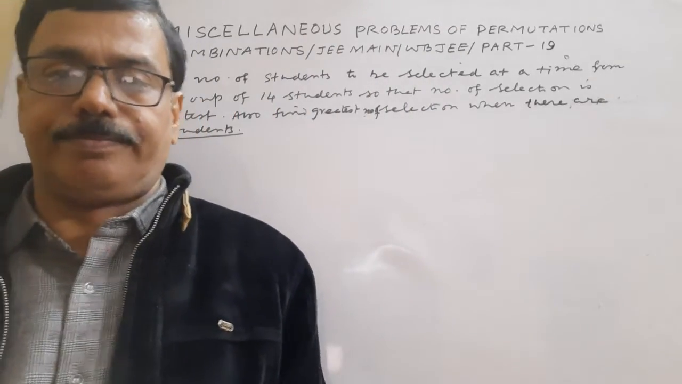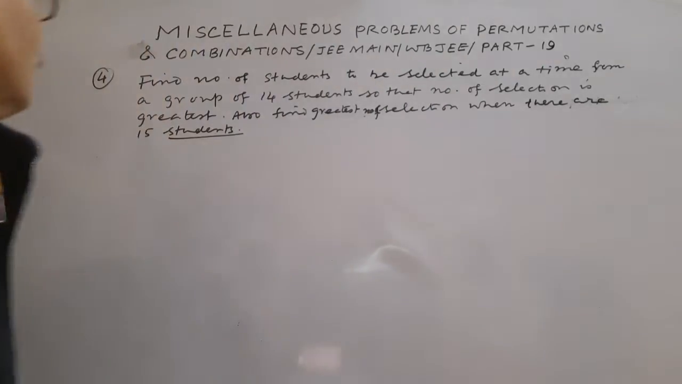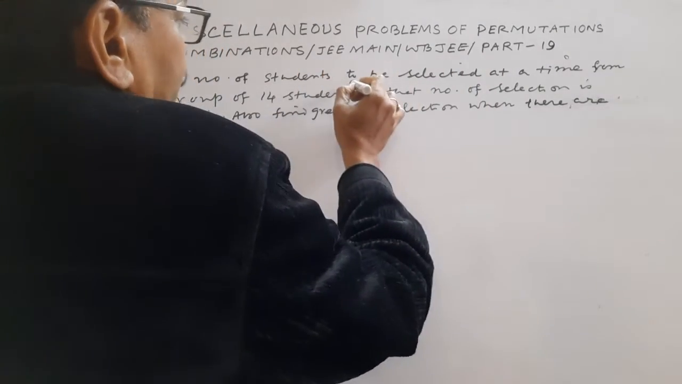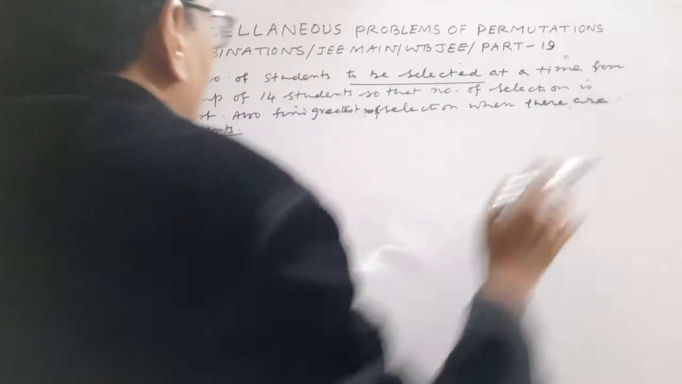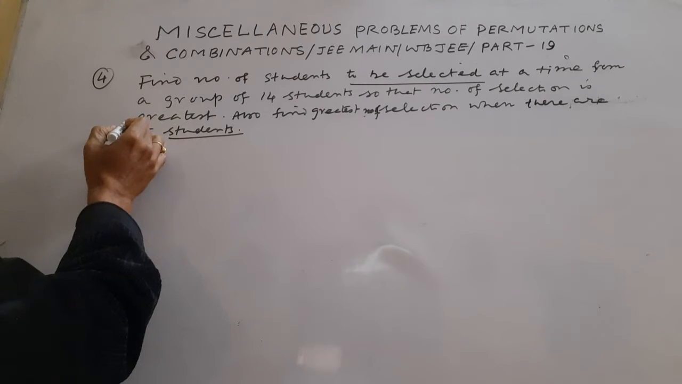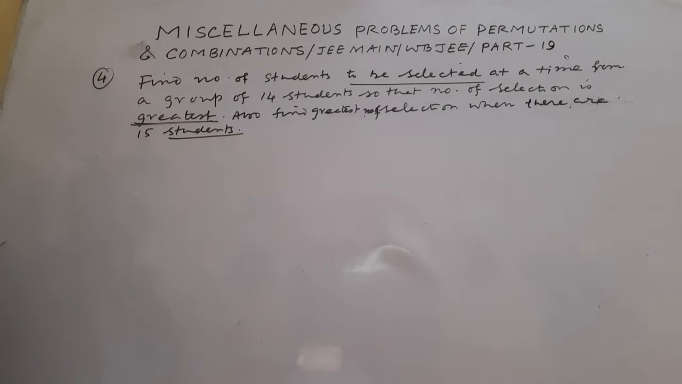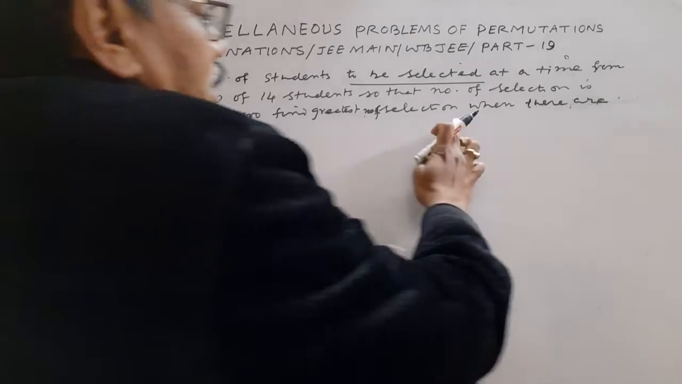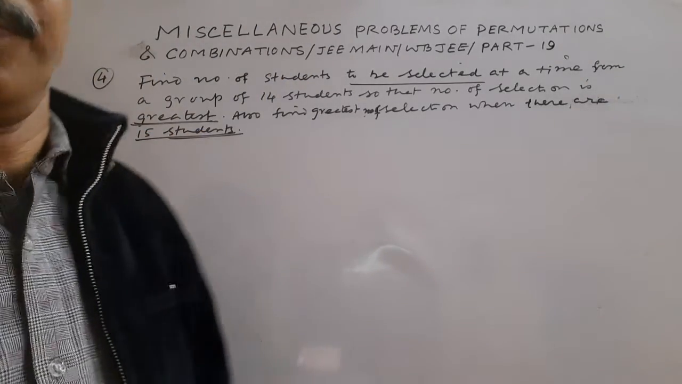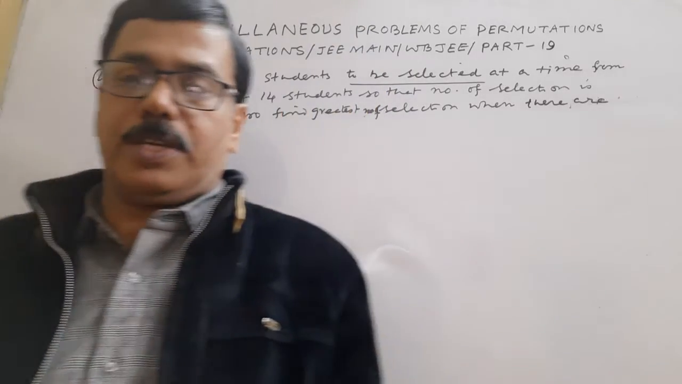Next problem. Find number of students to be selected at a time from a group of 14 students so that number of selections is greatest. Also find greatest number of selections when there are 15 students.